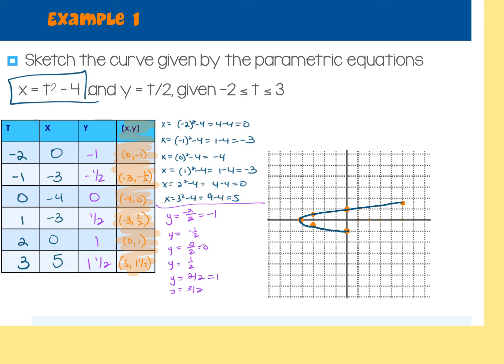And then I am almost done. The last thing I have to do is give the arrows in the orientation of the starting point, the starting t, to the end. There is no rule on how many arrows you need to put or where you need to put them. You just need to pay attention to the direction that they go in.